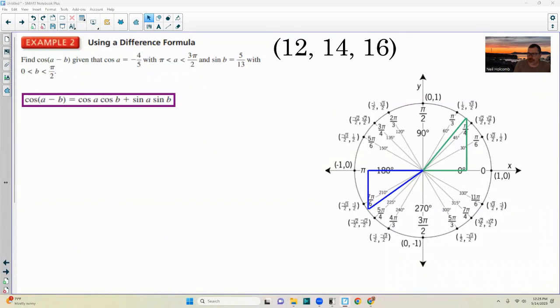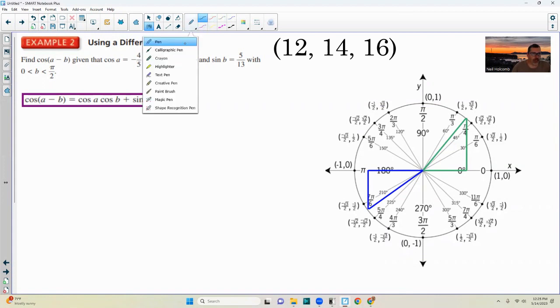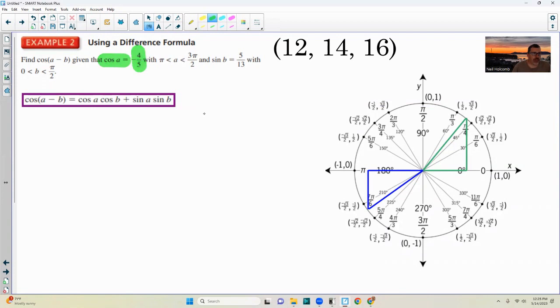Okay, so here's example 2. This one's a little bit different. They're giving us two angles that are from different circles, basically, if you will. So find the cosine of A minus B, given that the cosine of A is negative 4 over 5. So I'm going to stop right there. Let's highlight that. Let's use green. The cosine of A is negative 4/5. And the sine of B is 5/13.